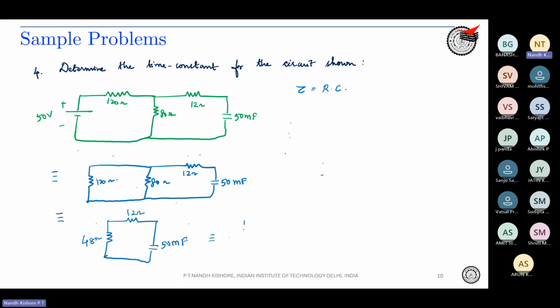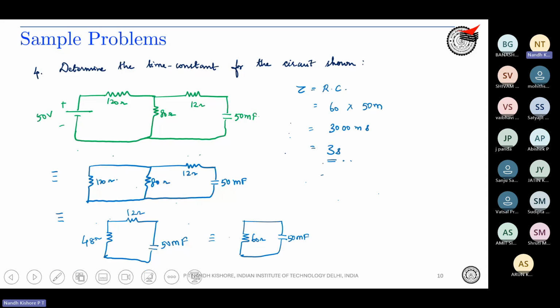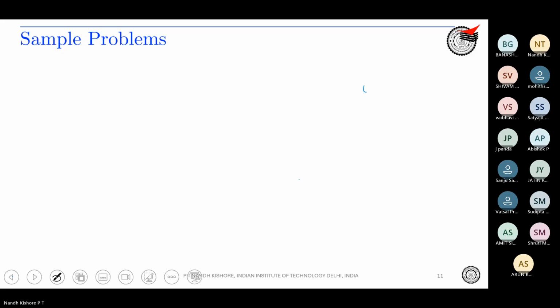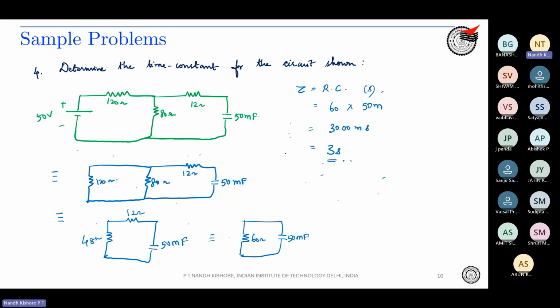So 48 and 12 are in series. We get 60 ohms and 50 millifarad. Correct. So tau is equal to RC is what? R is 60 into 50 milli, right? 3000 milliseconds or 3 seconds is the answer. All right. I think this is also again a very simple problem. Just you need to disable the voltage source. Okay. So we'll go to the next question.